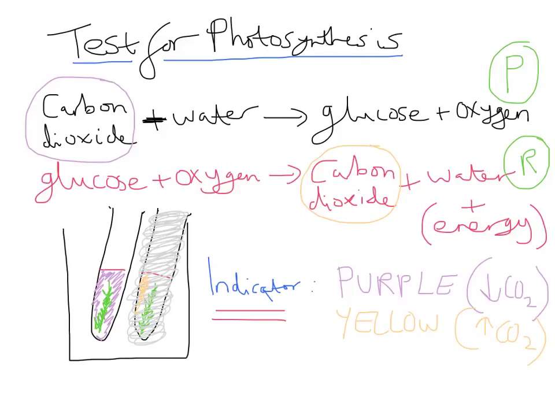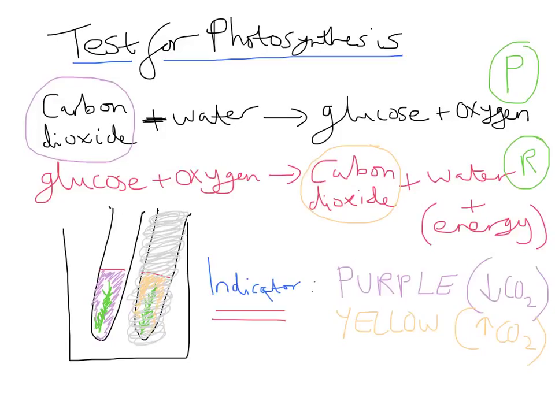And so the indicator in here, I'm pointing over the silver foil, should go yellow because the CO2 level should rise. In the darkness, the plant will respire more than photosynthesize. When you respire more, you produce more carbon dioxide, so the indicator turns yellow.